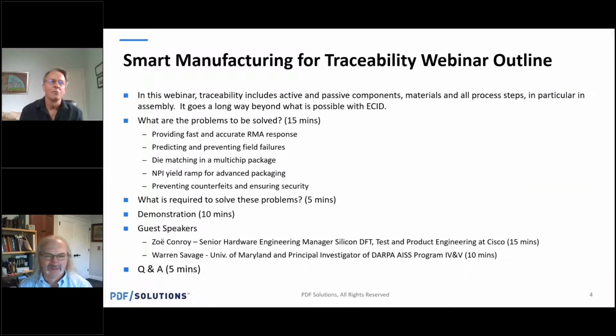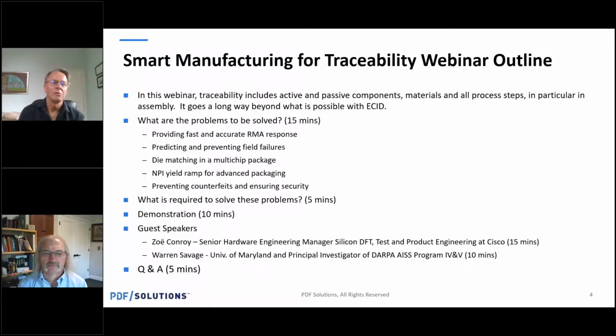I'd like to start by defining what we mean by traceability, because some of you are probably familiar with just programming an identifier into the device at wafer sort, at wafer test, and then reading that identifier out later on. That is the traceability you're familiar with. But we're not talking about that sort of traceability. We're talking about traceability which includes all the active and passive components and all the raw materials and all the process steps that go into making the entire final product as it goes into the field. In particular, the assembly steps that take place after wafer sort. So when I say traceability, that's what I mean.